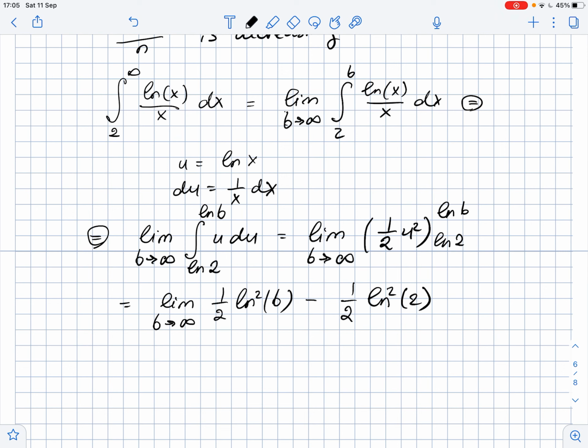Since b approaches infinity, we know that ln of b approaches infinity as well. So basically this equals infinity. So that means that the integral diverges and our series diverges as well. So the series is divergent.